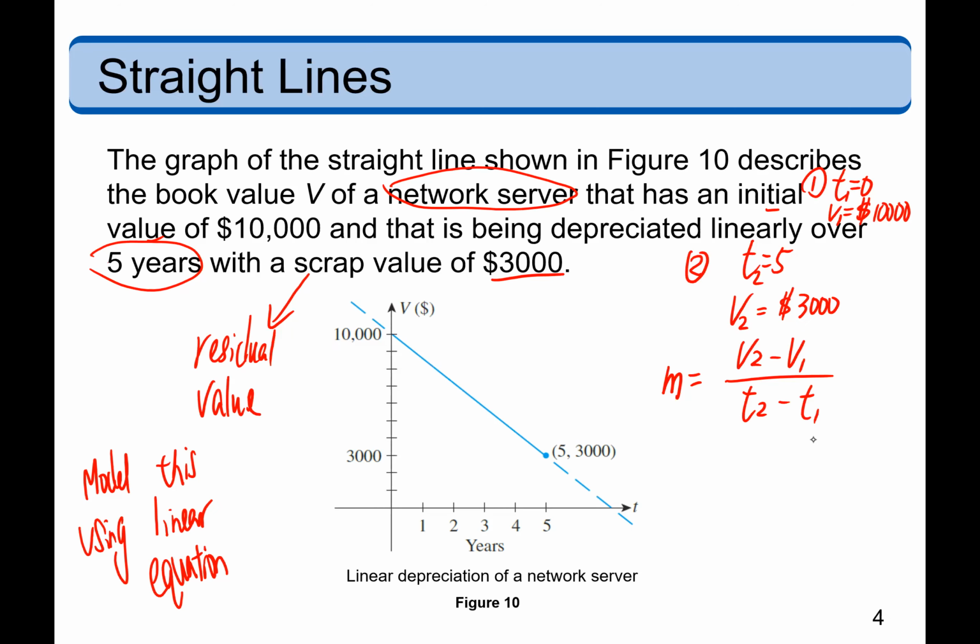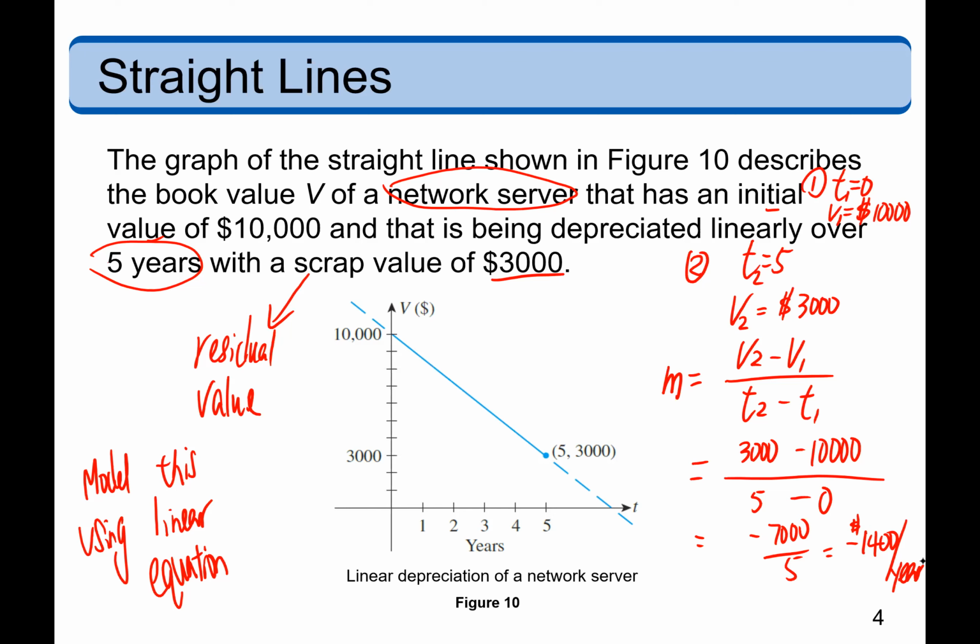So then V2 is 3,000 minus 10,000, divided by T2, which is 5, minus 0, that's 5. So 3,000 minus 10,000 is minus 7,000, divided by 5. Now when you do the calculation, it should be negative 1,400, right? So every year the value of the machine will go down by $1,400. Okay.